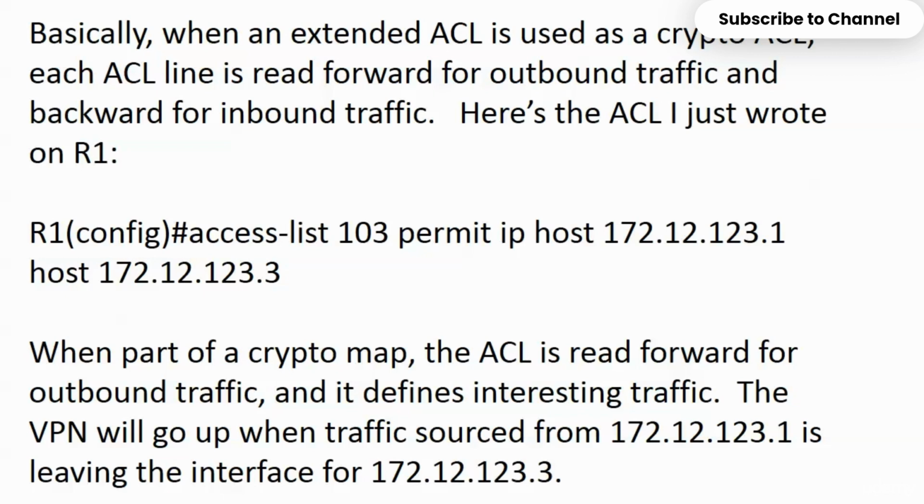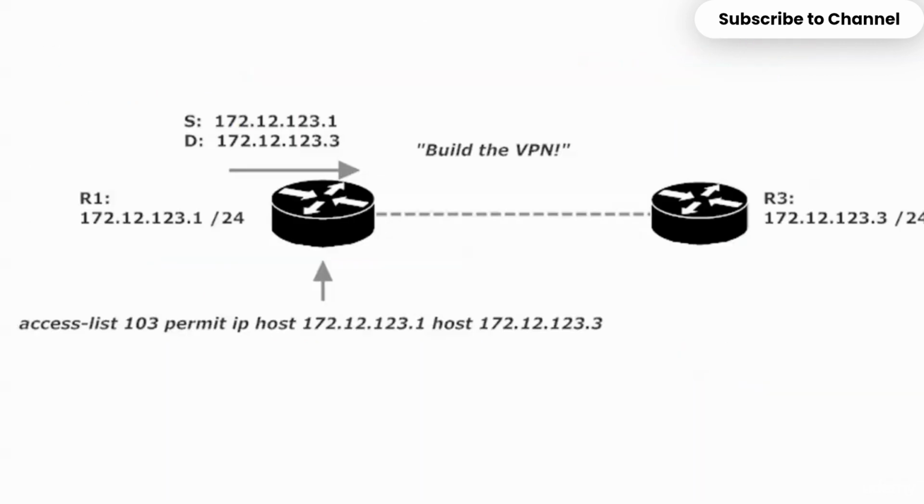When an extended ACL is used as a crypto ACL, each line is read forward for outbound traffic and backward for inbound traffic. I've got this on the board for you. We'll write it on the routers as well. On router 1, access-list 103 permit ip host 172.12.123.1 host 172.12.123.3. Source, destination; we know it's an extended ACL. We know the syntax. Now, when this is part of a crypto map, the ACL is read forward for outbound traffic, and it defines interesting traffic. The VPN is going to go up when traffic sourced from 172.12.123.1 is leaving the interface for 172.12.123.3. It's going to trigger the VPN build, and that traffic will be IPsec protected.